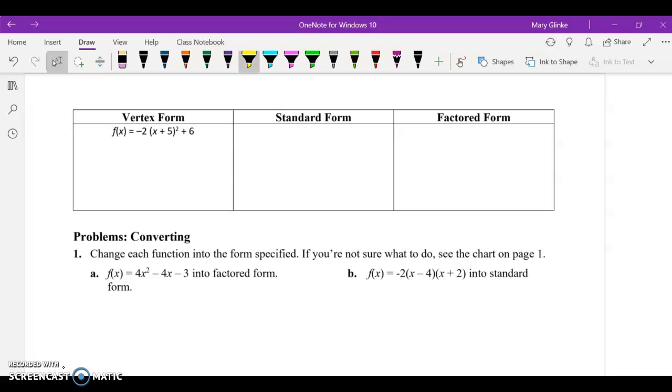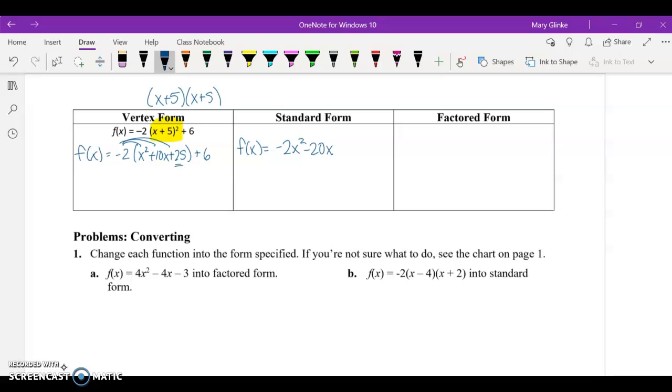So in vertex form, to get to standard form, I have to distribute everything out. So I need to do x plus 5 squared. And as a reminder, we're not just going to distribute the square, we have to view it as x plus 5 twice. So we have the negative 2 out in front. We get x squared plus 10x plus 25 when we distribute that. And we're going to distribute the negative 2 to get negative 2x squared minus 20x. And it would be negative 50 plus 6, so it would be negative 44.